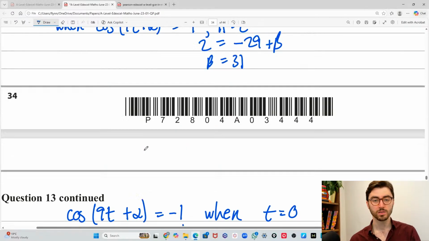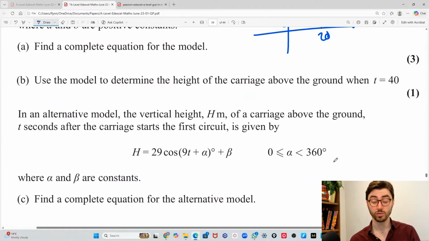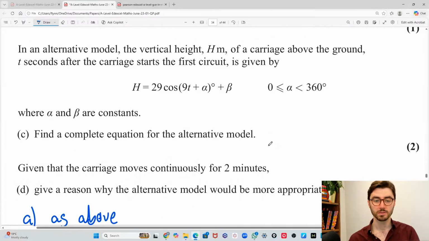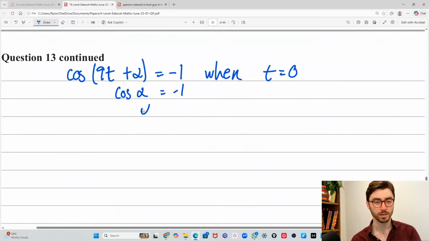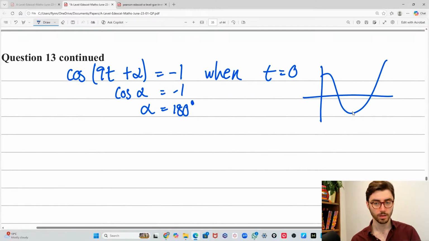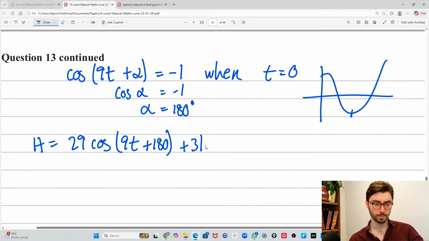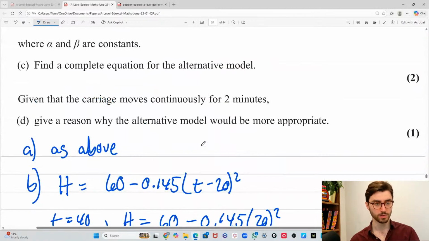And therefore, is this in degrees or radians? It's in degrees, which means that alpha must be equal to 180 degrees from the cos graph. So that means that h is equal to 29 cos of 9t plus 180, plus 31. Okay, so that's the model.